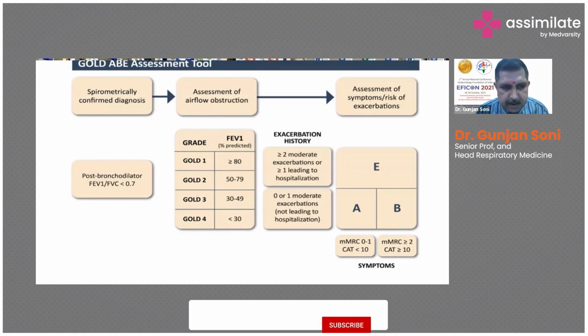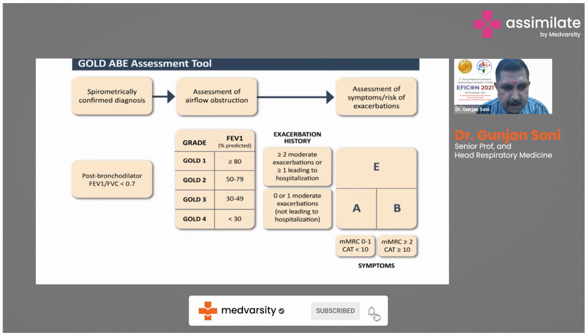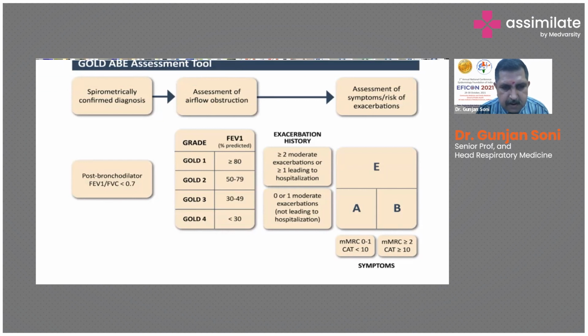We have graded that whenever the FEV1/FVC ratio is less than 0.7, it is a case of obstruction. If FEV1 is equal to or more than 80, it is GOLD 1. If FEV1 is between 50 and 79, it is GOLD 2. If it is between 30 and 49, it is GOLD 3. And in GOLD 4, we have an FEV1 of less than 30%.